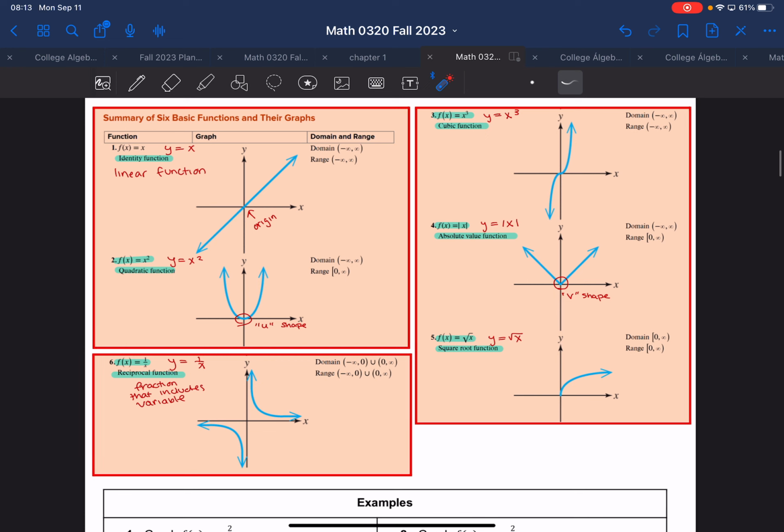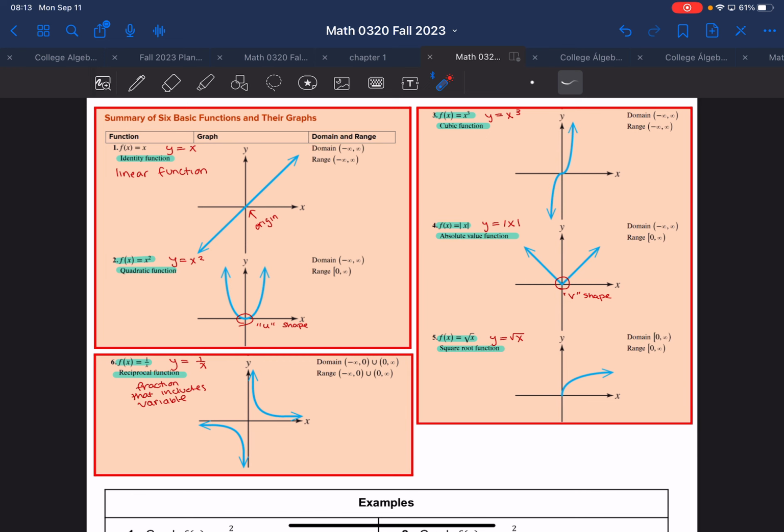So again, these are the 6 main functions we're going to be looking at. You just need to be able to identify them. Any questions?